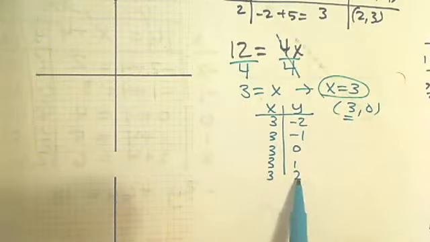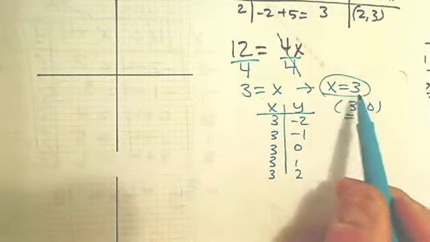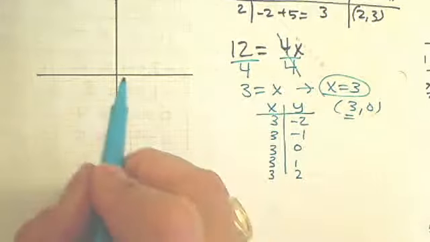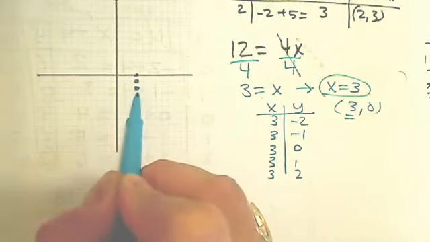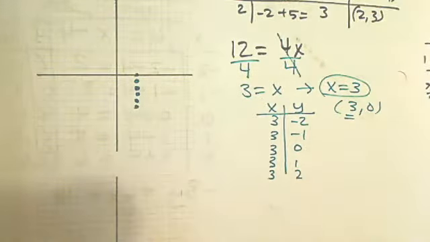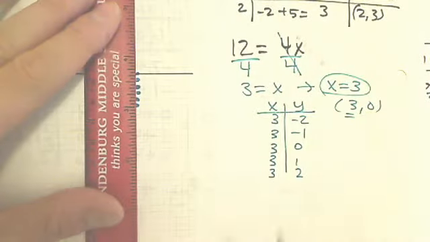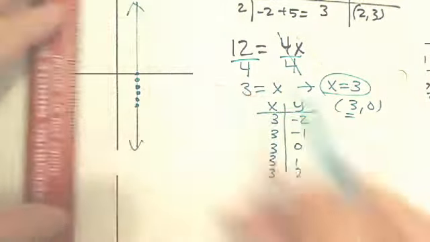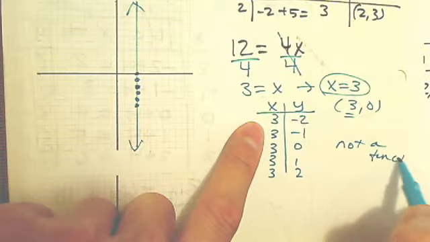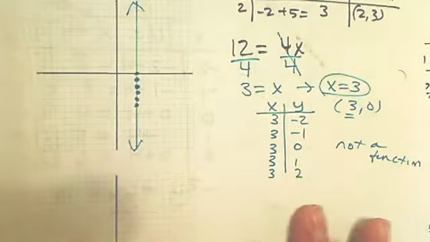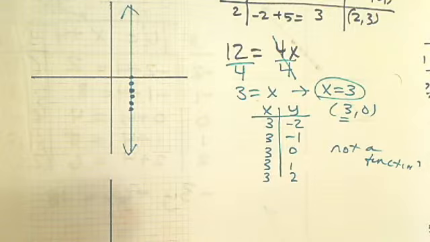Well, think about how this line graphs. x is repeating because x is 3. Every value of x is 3. 3, -2. 3, -1. Look how the line graphs. Because the x's are repeating, this is not a function. Now, it's linear, but not a function. It's a line, but it cannot be a function. x equals a number is not a function.